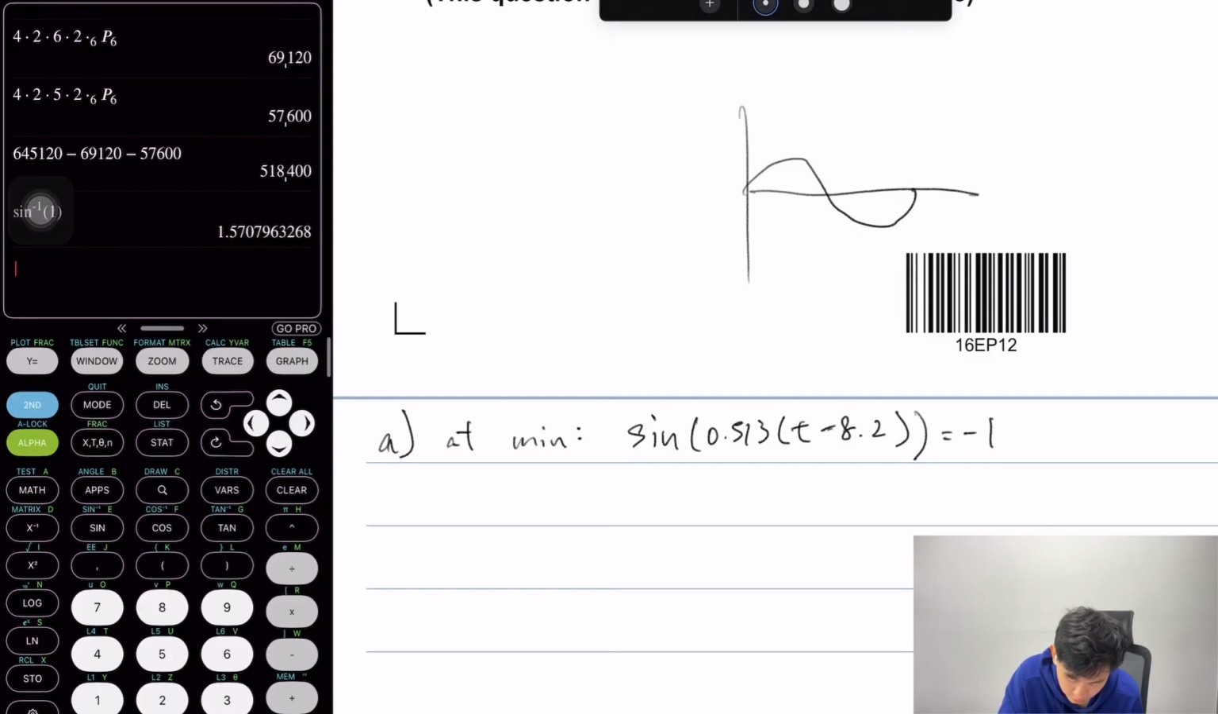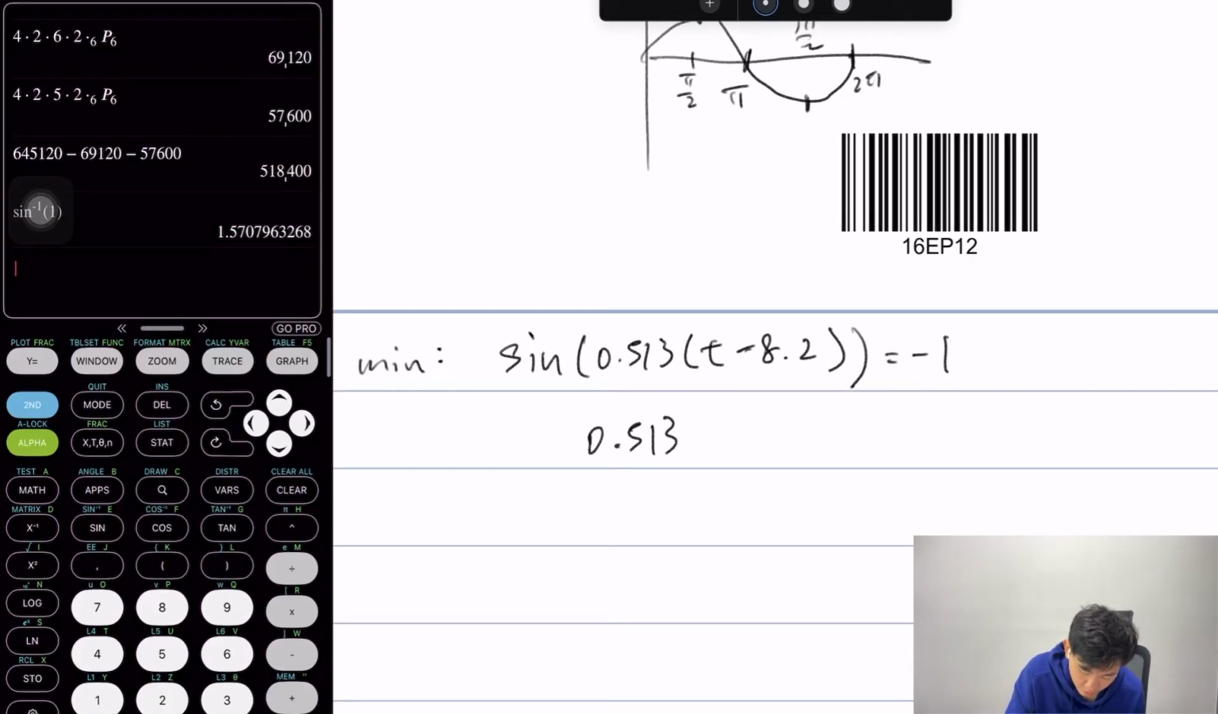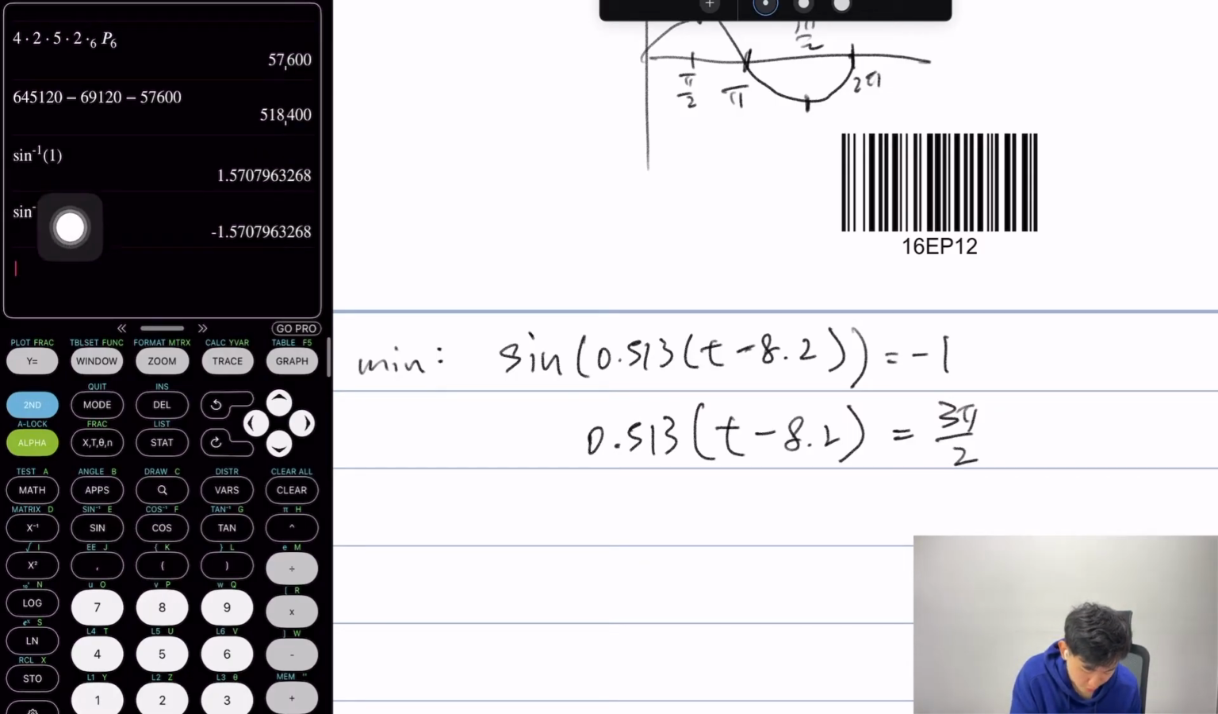The sine function looks like this when it is at -1. This is pi, this is pi over 2, and this is going to be 2 pi. That's going to be 3 pi over 2. So now 0.513 times (t minus 8.2) equals 3 pi over 2. Or you can just directly use the number from sine inverse of -1. Oh, and then we have to add a period there. But never mind.